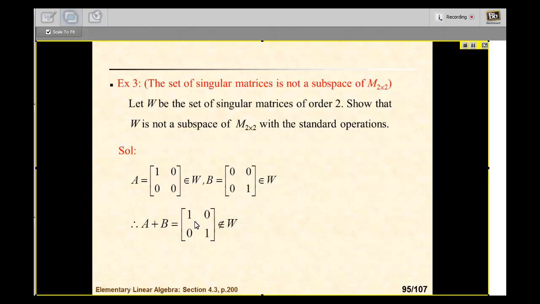When we check, 1 into 1 is 1, and minus 0 into 0 is 0. So 1 minus 0 is equal to 1. It is not equal to 0. It means it is not a singular matrix, and it does not belong to the subspace. So that is what we wanted to show.